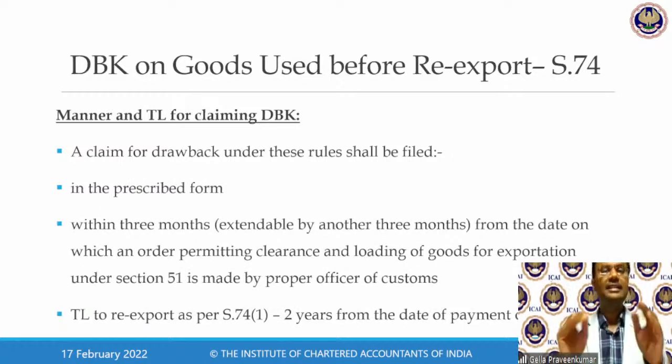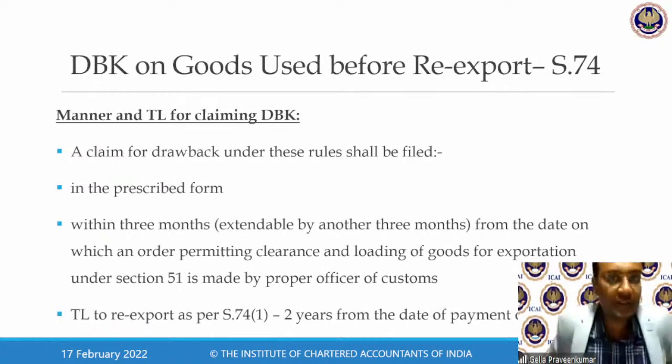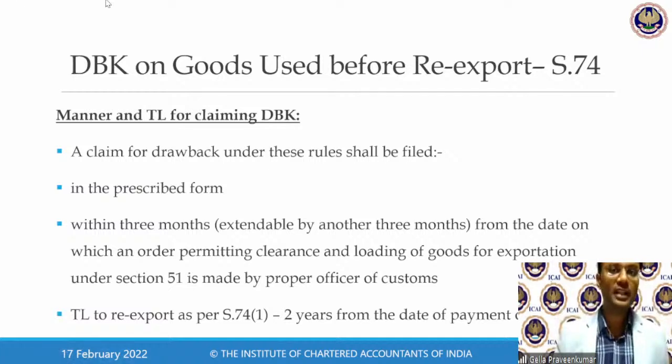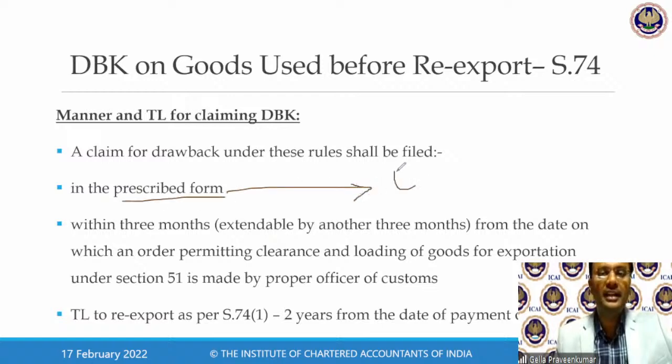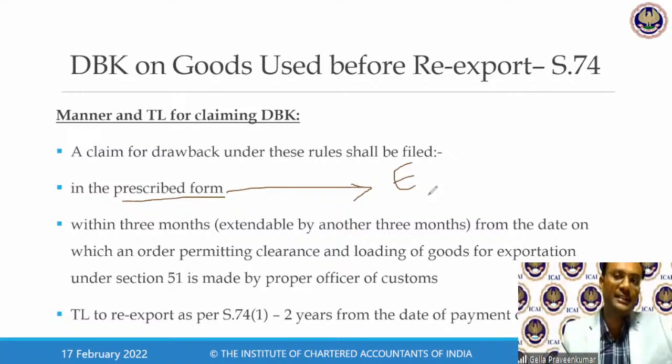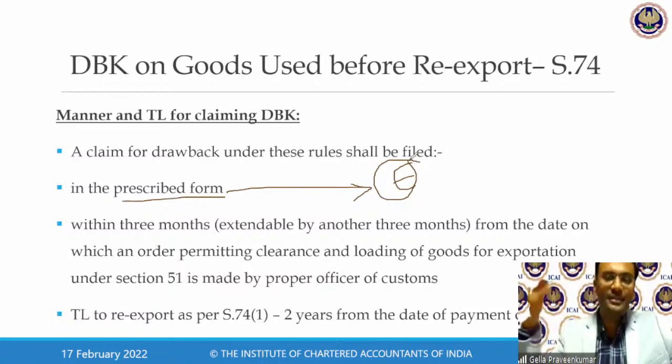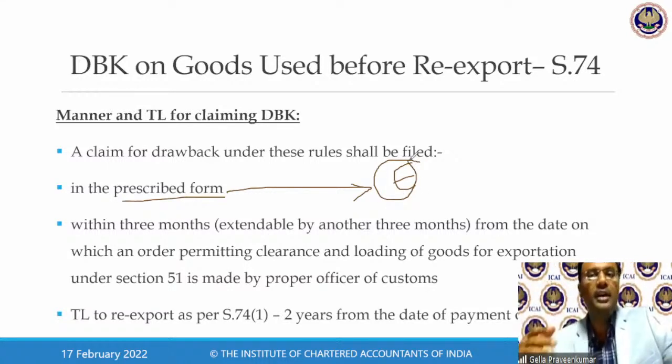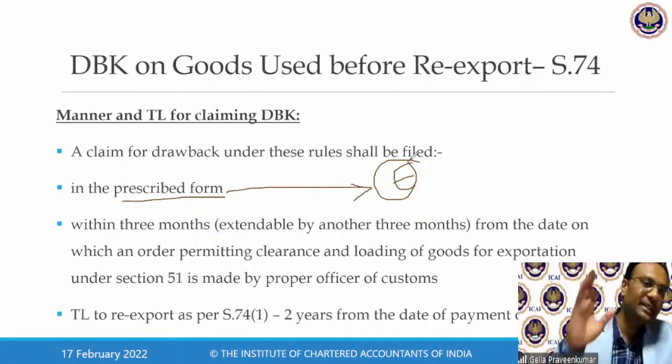Now, this slide talks about my time limit for other aspects. So when I have to file my refund, my rebate for drawback, there is a prescribed form. Now, these days, everything is electronic. Earlier, there was a manual form. Once I export the goods, I have to fill a form. I have to file that form with the customs authorities. Now, these days, once I have an e-declaration, the application for customs, that is filing a shipping bill or bill of export, that itself is a document which is called a prescribed form.